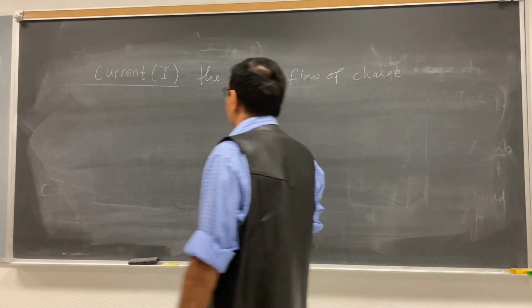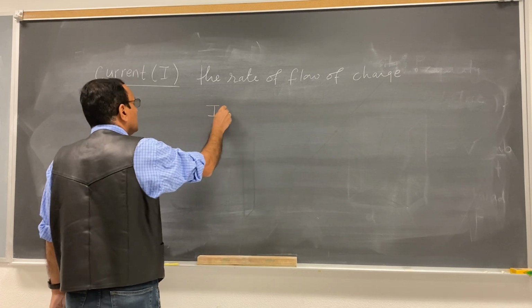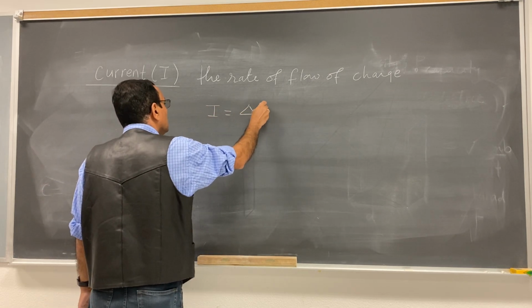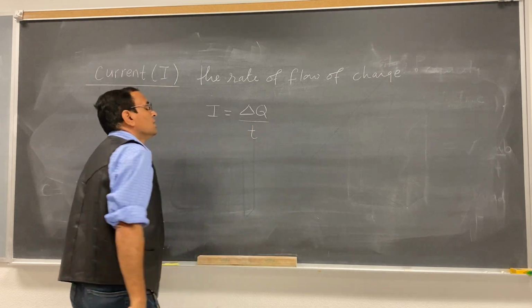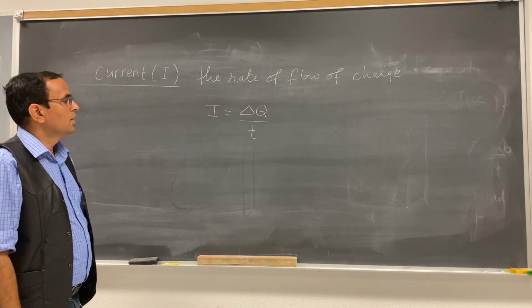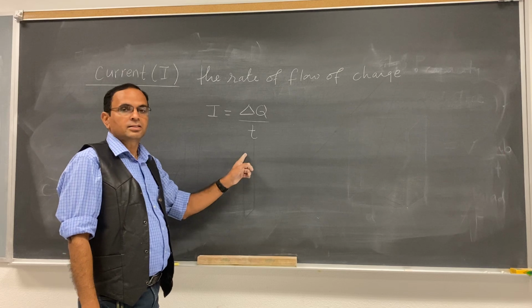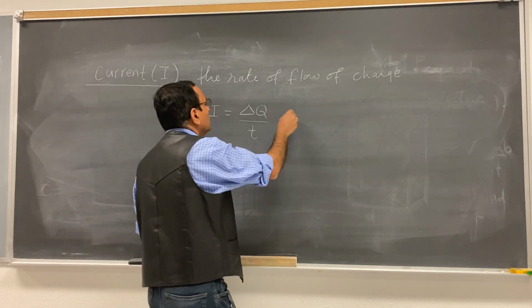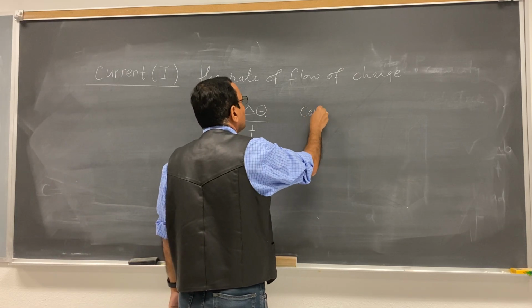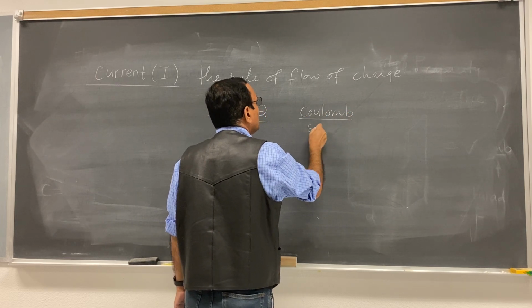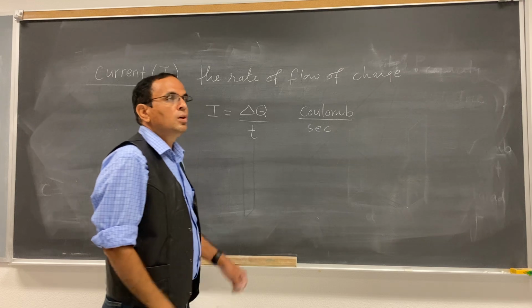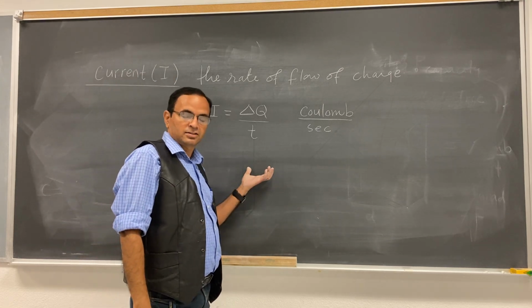So you can write current I equal to delta Q, where Q is the charge, divided by time. This gives you the current, the rate of flow of charge. And look at this, charge is in coulomb and time is in second. Coulomb per second is the unit of current.